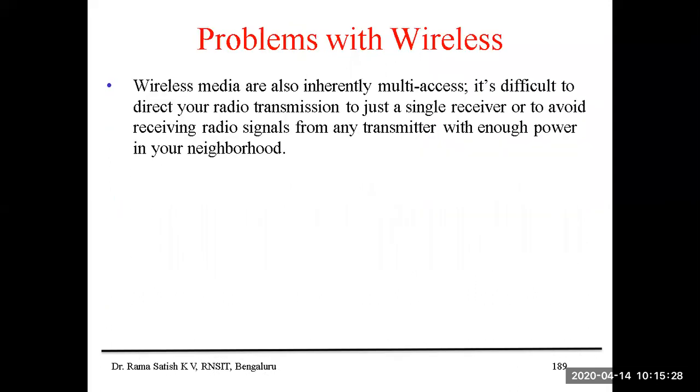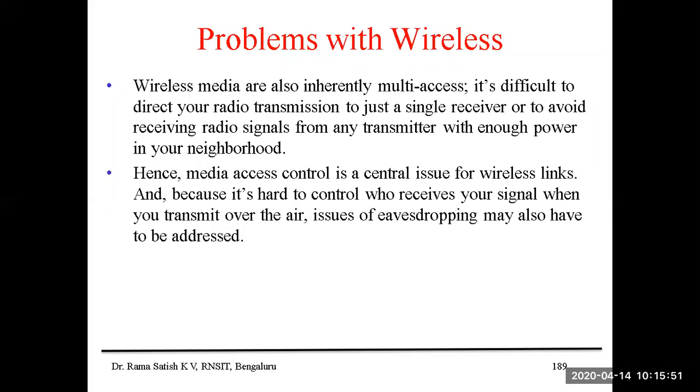So that is the problem with wireless. Wireless media are also inherently multi-access. It is difficult to direct your radio transmission to just a single receiver, or to avoid receiving radio signals from any transmitter with enough power in your neighborhood. Hence, media access control is a central issue. Controlling the media, who has to access the entire medium, is the central issue for wireless links.